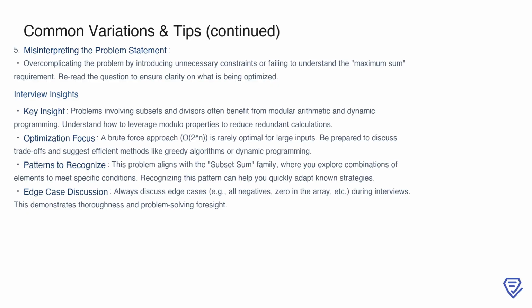Misinterpreting the problem statement is another pitfall to avoid. Some might overcomplicate the solution by introducing unnecessary constraints or fail to grasp the core requirement of maximizing the sum divisible by 3. Carefully rereading the problem can help ensure a clear understanding of what needs to be optimized.